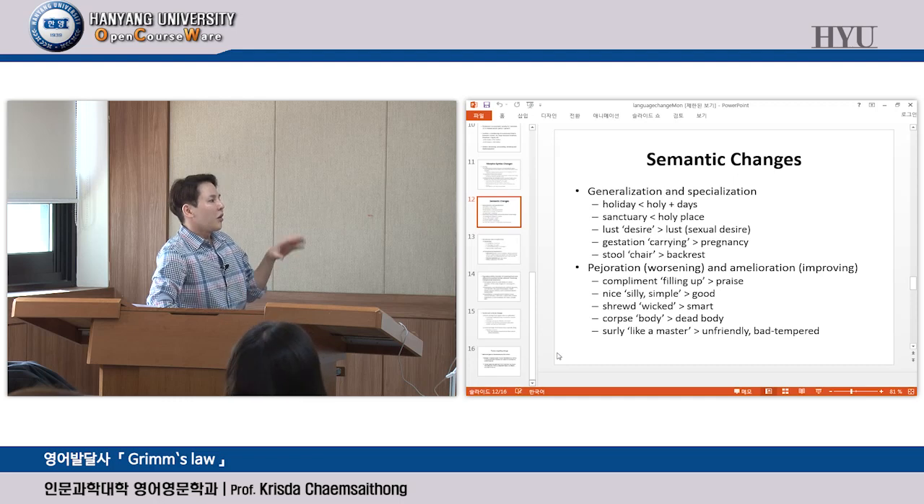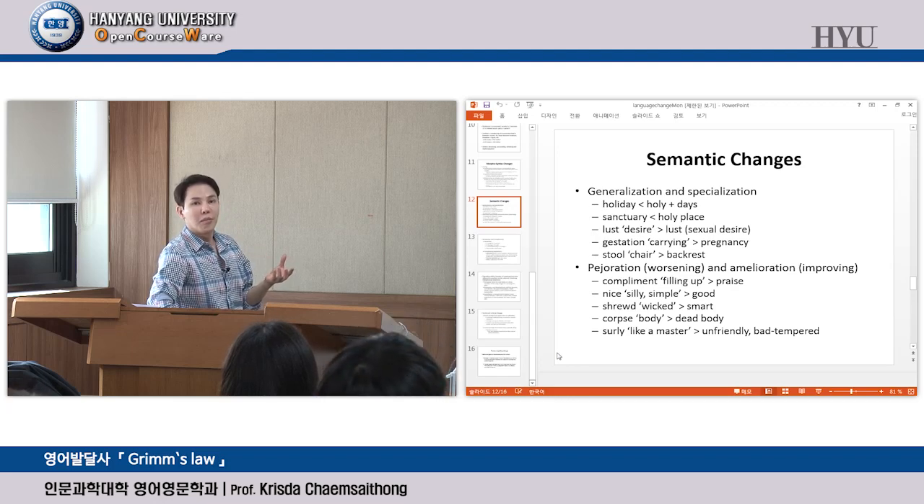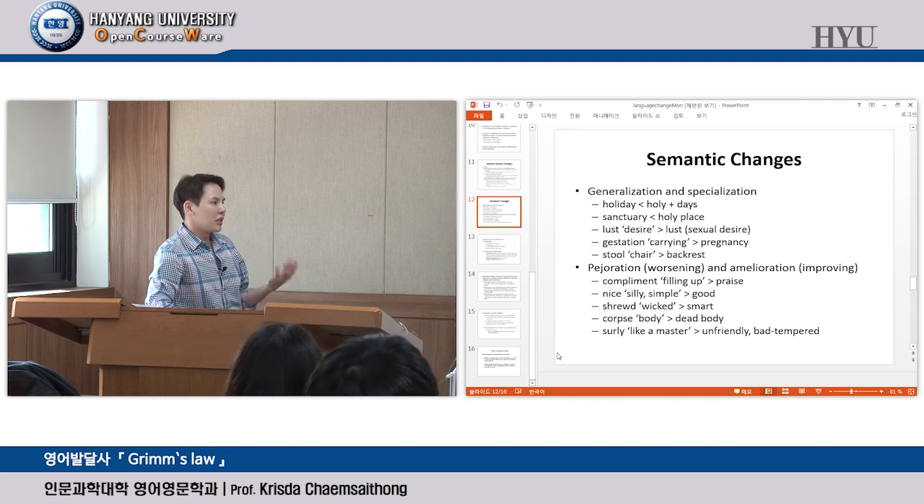Nice, which used to mean silly or simple, so kind of negative, too plain, too simple, silly. But now it means good or detailed. So this is improving, or amelioration. Shrewd used to mean wicked, but now we use it in the sense of smart, which is better. So improving. Corpse, body, but now only dead body. So this is pejoration.